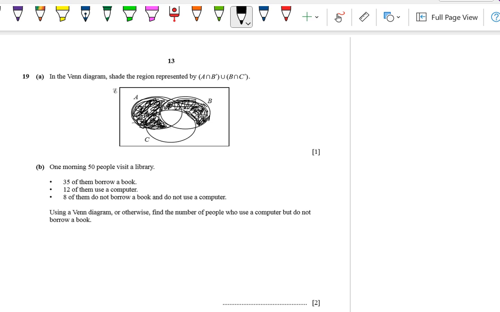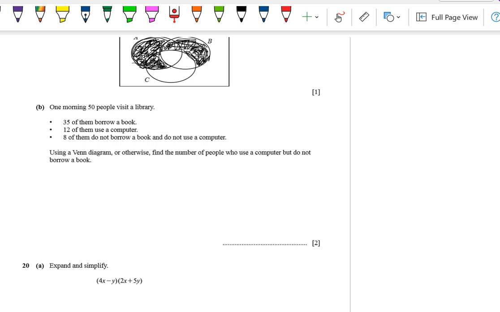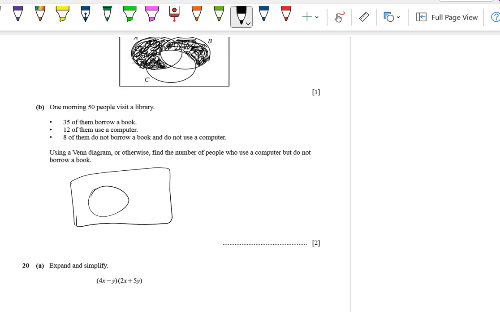I think my point is clear. 50 people, 35 borrow books. So we have two categories: books and computer. 35 borrow books, 12 of them use computer, 8 of them do not borrow. So this is the point where I will start my question. This is 8, 50 were the total, 42.